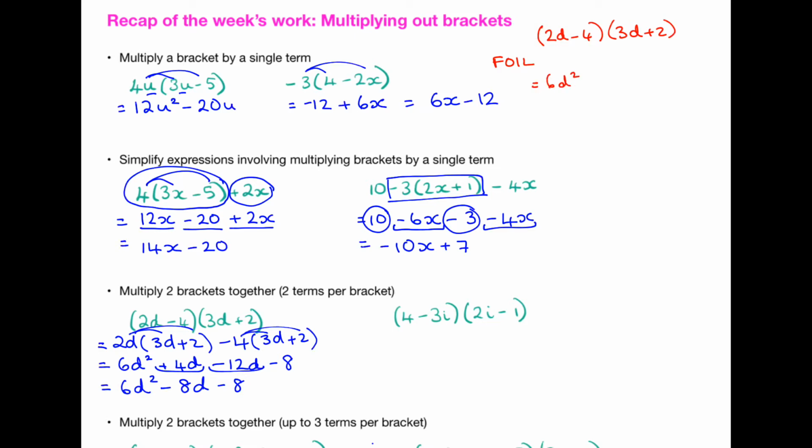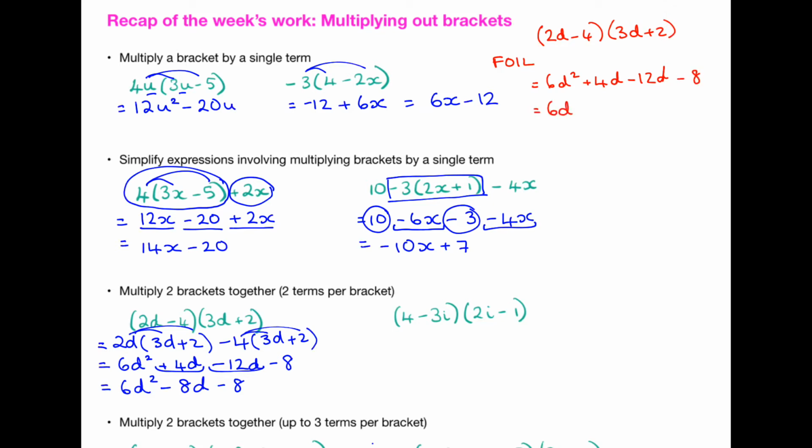Then the outsides are the things that are furthest away. So that's the 2d and the 2. So 2d times 2 is 4d. Then we've got the insides. So they're the things that are closest together. That's these 2. So that's negative 4 times positive 3d. So that's negative 12d. And then we've got the lasts. So that's the negative 4 times the positive 2. So that'll give us negative 8.